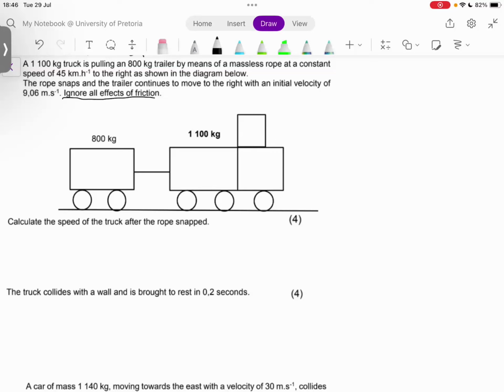Let's get to solving this question. We'll start off with the first one. Let's calculate the speed of the truck after the rope snapped.